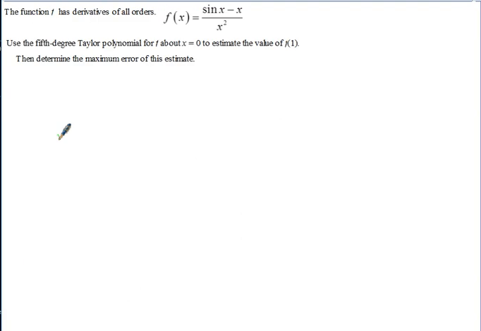So this first example says the function f has derivatives of all orders, and f of x equals sine x minus x over x squared. And it says use the fifth degree Taylor polynomial about x equals 0, so it's really Maclaurin also, because it's about x equals 0, to estimate the value of f of 1. But we'll talk about that next. Let's first figure out how we can get the fifth degree Taylor polynomial.